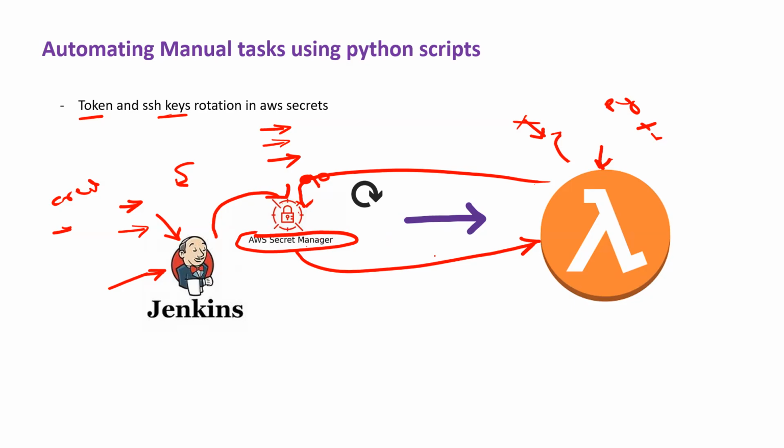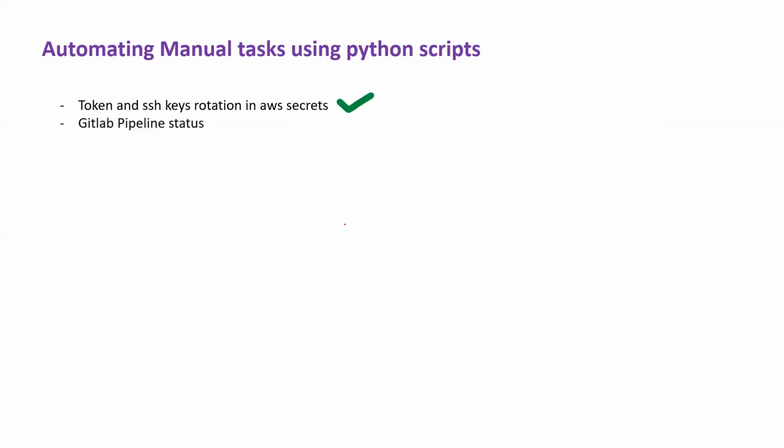So that was the mechanism that we used, due to which we have completely removed the manual intervention, and this rotation was happening properly, so that we could avoid even the pipeline failures. So this was the one task where I used Python scripting, and where we automated rotation of SSH keys and token rotations. And the next one is GitLab pipeline status.